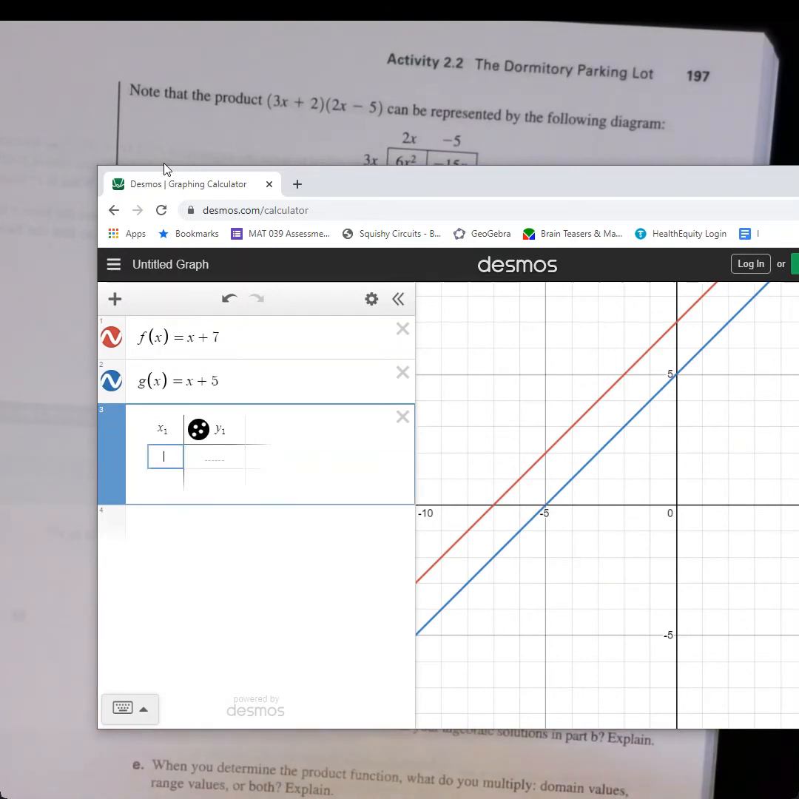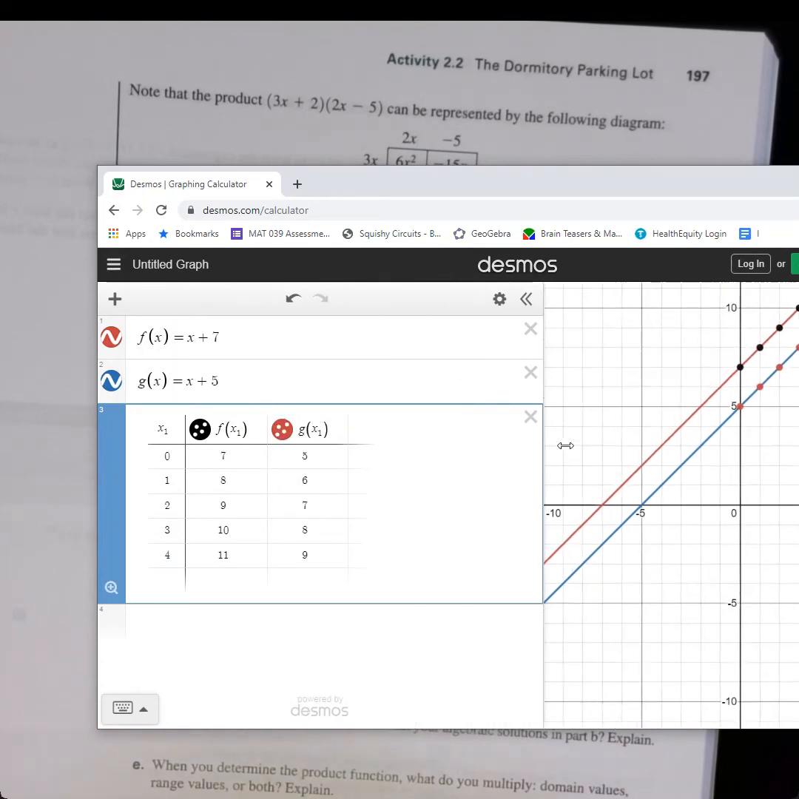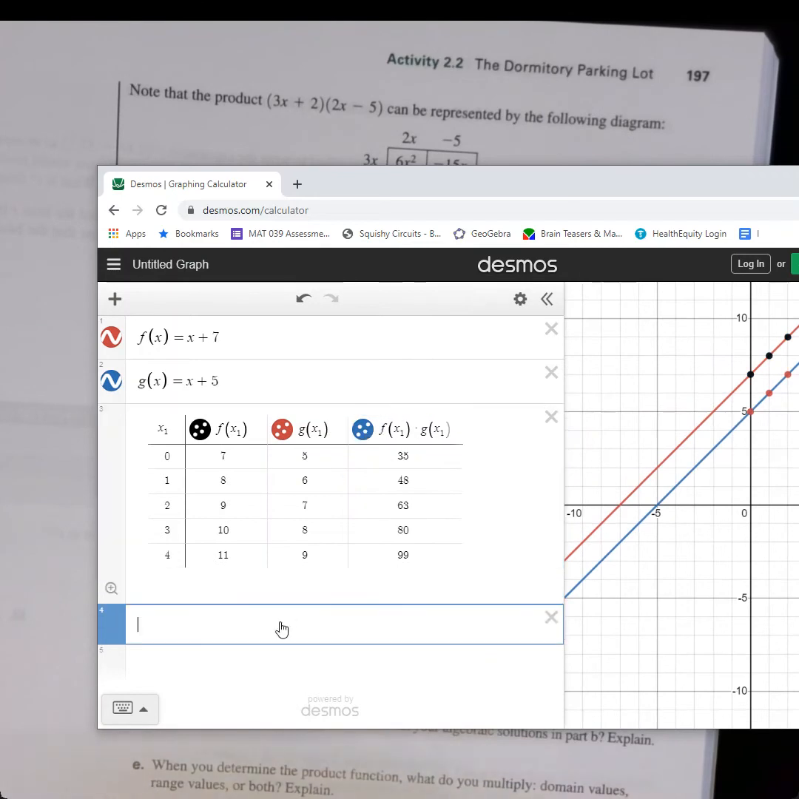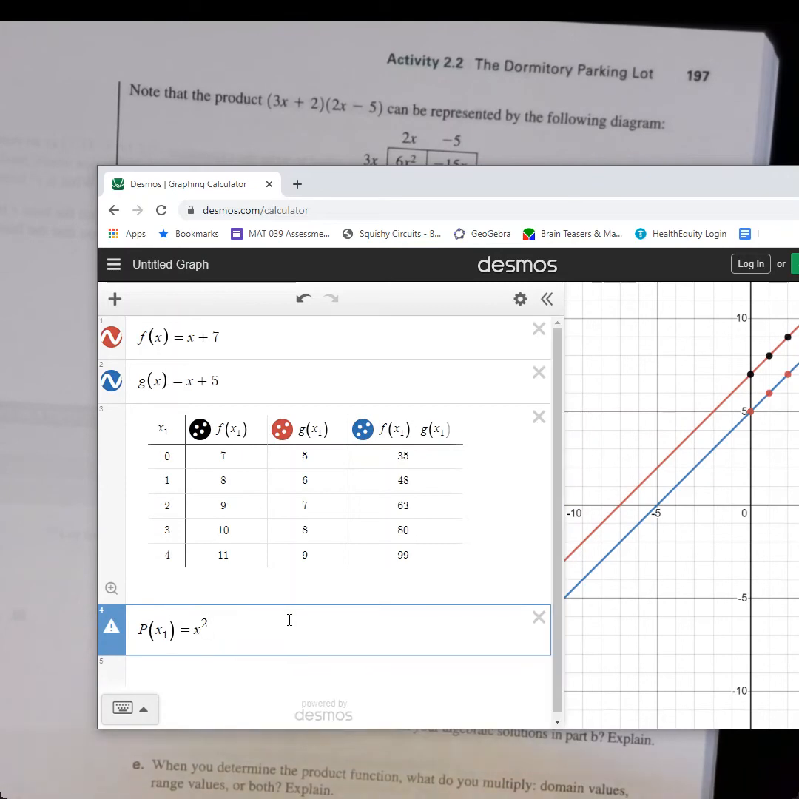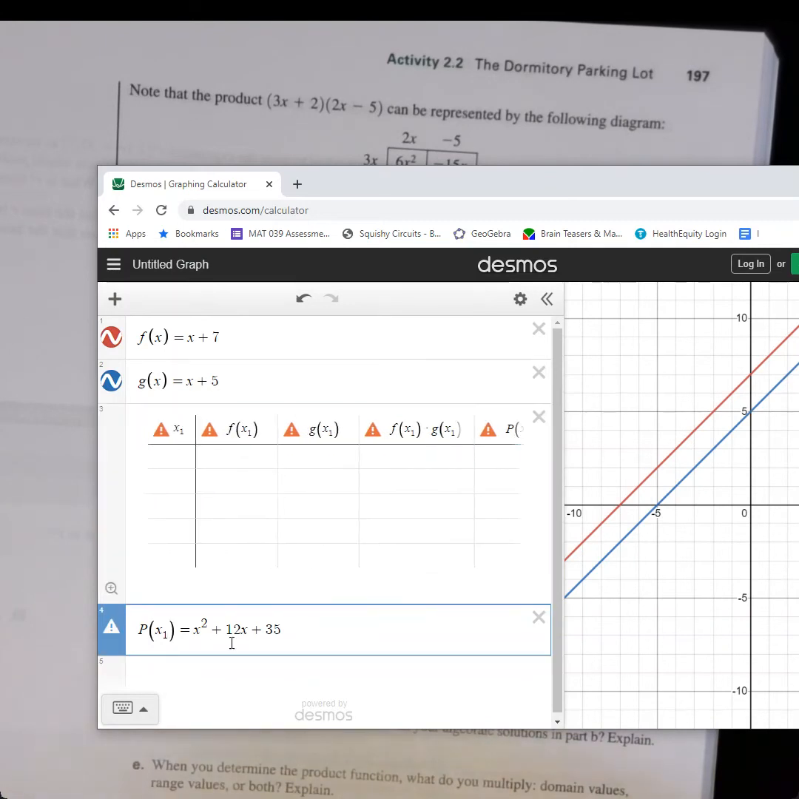So my table, let me start this with 0, 1, 2, 3, 4. I'm going to do the f of x function, f of x1, g of x1. And remember, I can just do the product right away as f of x1 times g of x1. And then I'm going to put, I'll just call it p for product. p of x, what we got as our result was x squared plus 12x plus 35. So if I do another column for that p of x1, oops, p of x here. That's why that didn't work.